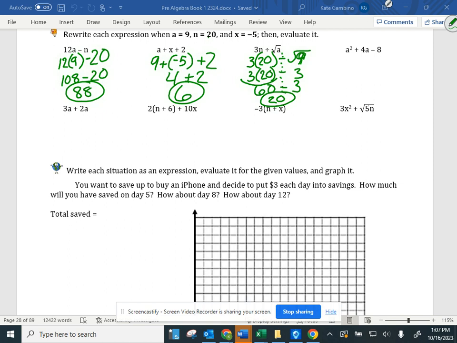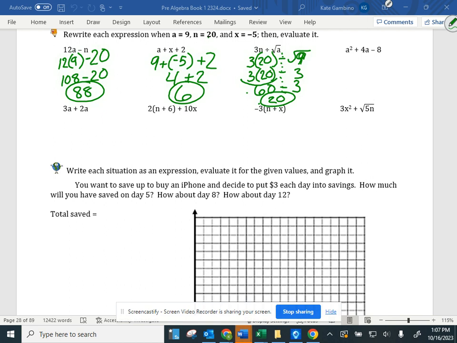I'm not saying it just for the fun of it. It's a common mistake that I've seen. When you don't copy everything down, that's when we make those simple mistakes. So do one step at a time, copy it down, and work your way down to the answer.